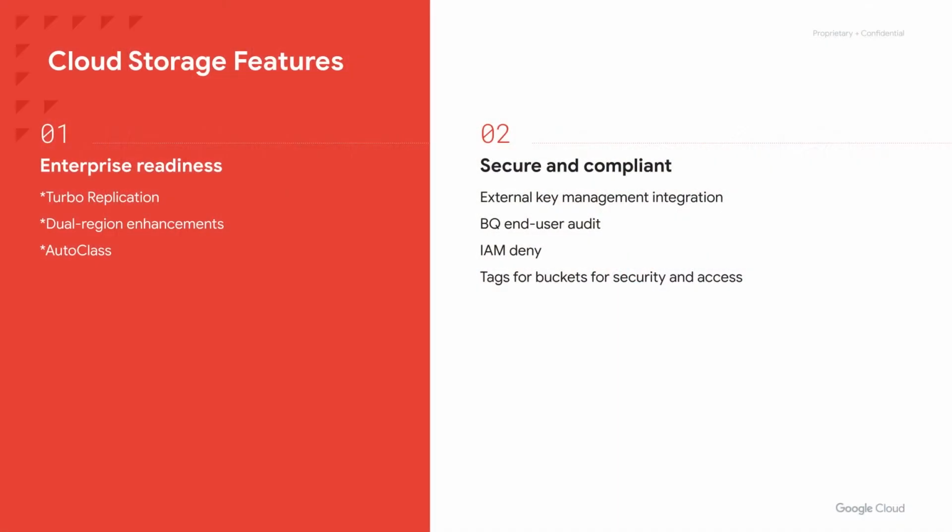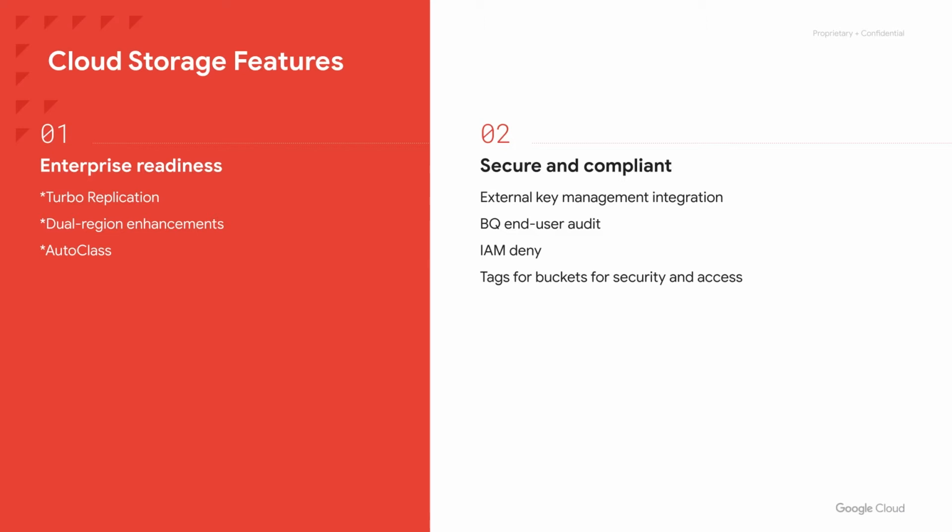So let's dive into some key feature functionalities. There are four pillars that we prioritize our feature segments into. Enterprise readiness is one of them. We'll talk about some of these key features in detail, like turbo replication, dual region, and Autoclass, next. But let's talk about security and compliance. Having external key management integration is critical for our enterprise customers and gives them the flexibility to bring their own key management services and integrate with cloud storage.